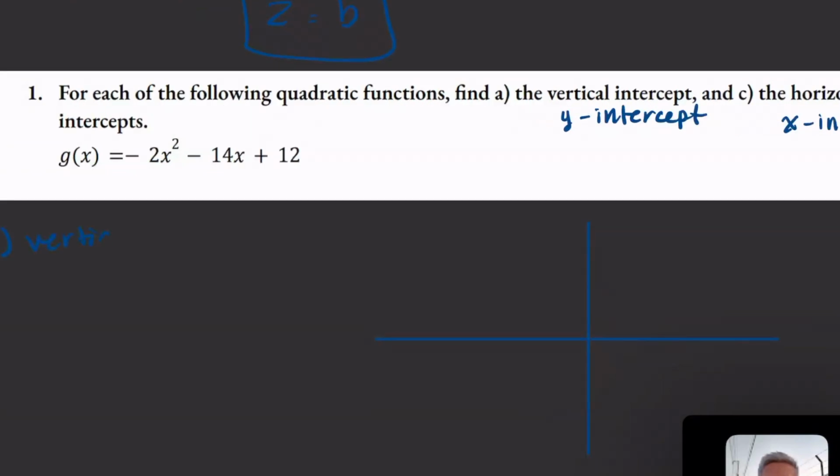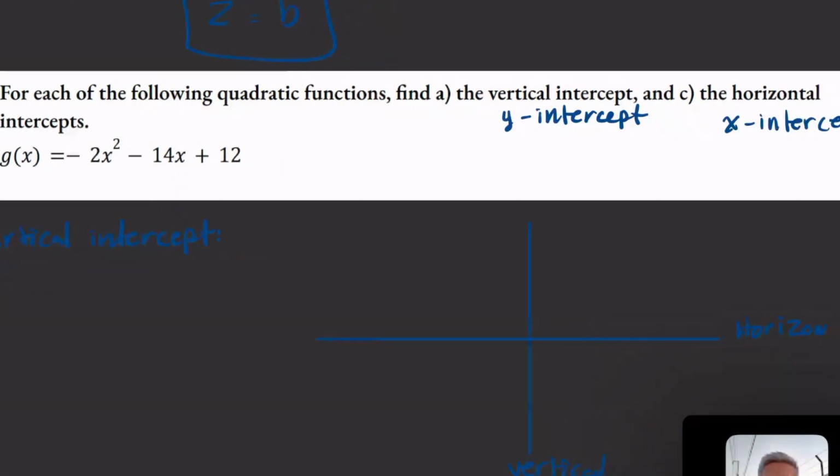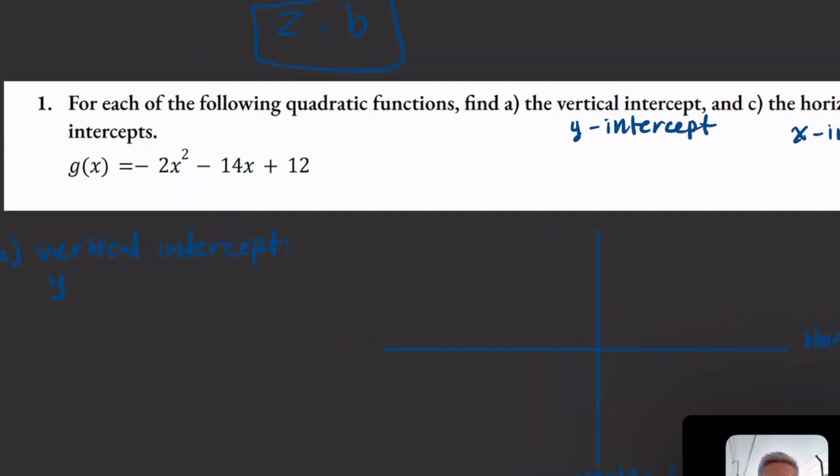Vertical intercept. You can think of this as if you have a vertical asymptote, you're always going to have a line passing through an x value, right? So here, a vertical intercept means that this is your vertical line, and this is your horizontal. So whenever you're doing a vertical intercept, you're finding the y-intercept, meaning what value is 0? X is equal to 0.